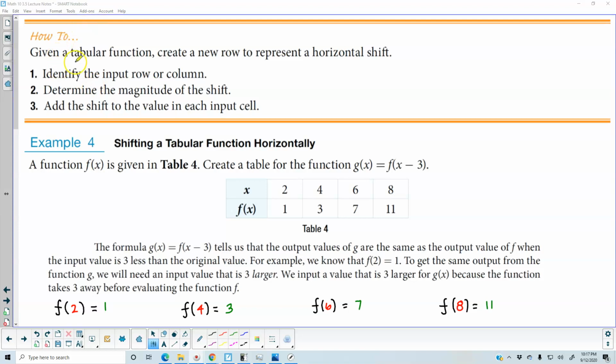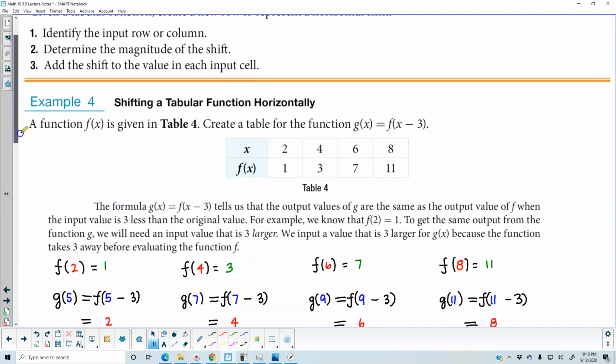If we're given a tabular function, we're going to create a new row to represent a horizontal shift. So step 1, we want to identify the input row or column. Number 2, we're going to determine the magnitude of the shift. And number 3, we're going to add the shift to the value in each input cell.